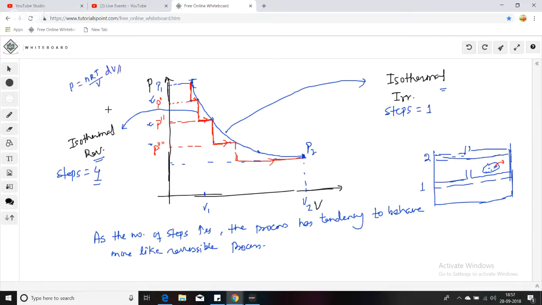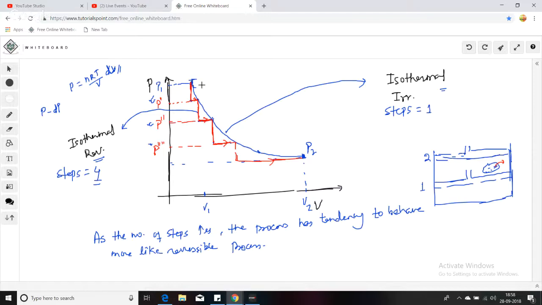PV equals nRT, so P equals nRT by V, and we integrate dV by V to get the expression. Did you say that in a reversible process there are infinite steps, but doesn't the graph have finite steps? See the graph. Remember one thing: in an isothermal reversible process, we decrease the pressure by a very small amount, dP. I made this graph for you to understand.